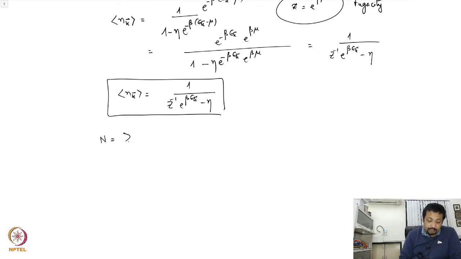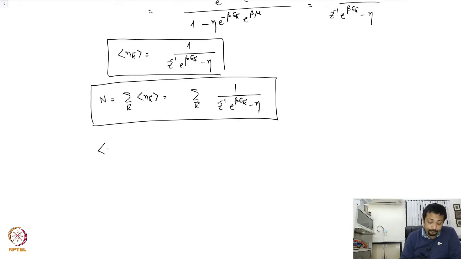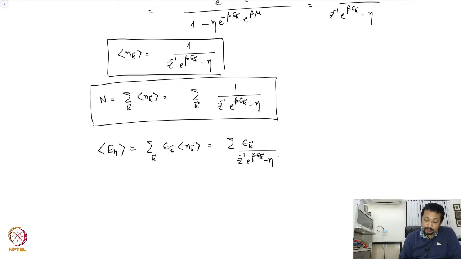Total particle number is given by the sum over k of the average of nk, and therefore this becomes the sum over k of 1 over z inverse, which does not contain the k index, it's just e to the power beta mu, times e to the power beta epsilon k minus eta. What is the average energy? It is the sum over k of epsilon k times the average of nk, which is z inverse e to the power beta epsilon k minus eta.